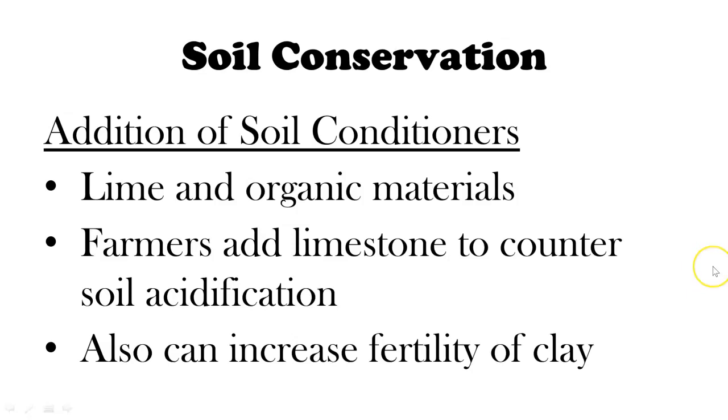Adding lime to the soil can also increase the fertility of clay. How it does this is it causes the tiny clay particles to stick together, and thus they start to act more like sand than clay. We know that oftentimes when we have high clay content in our soils, it can trap moisture and not allow plants to extract the water and nutrients that they need. So once that clay can start to act a little bit more like sand, it can increase the fertility.